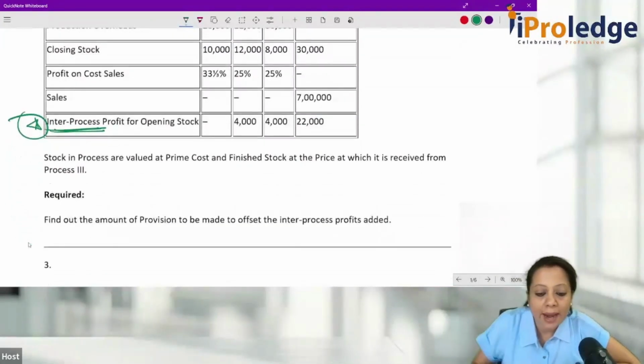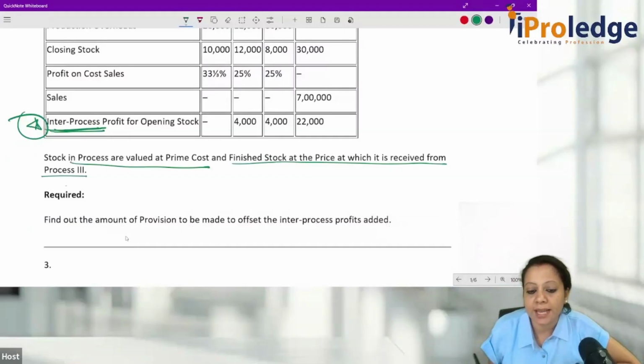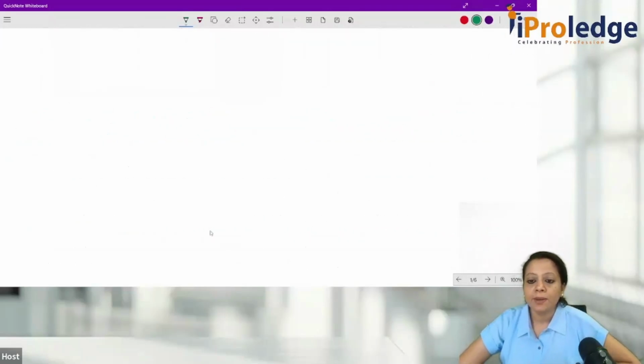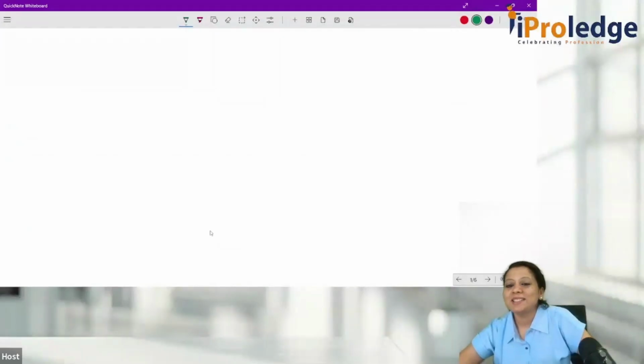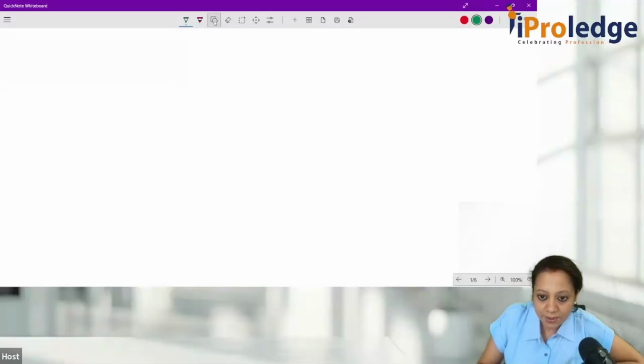Stock in process is valued at the prime cost. Finished stock is valued at the price at which it is received from process 3. Find out the amount of provision to be made to offset the inter-process profits added. So we need to find out the amount of provision. Okay, students, I will start doing this for you. It is going to be a lengthy one. Definitely not capable of being asked for 7 marks, but we should know everything. So let us see how to do it.